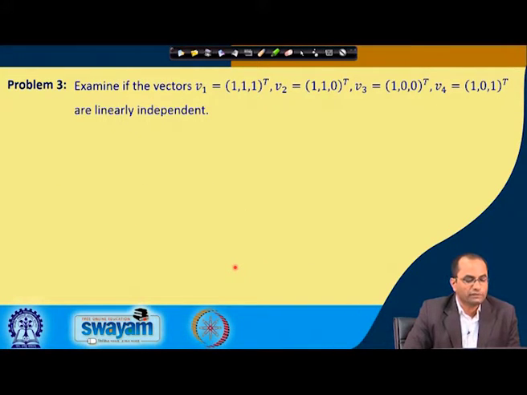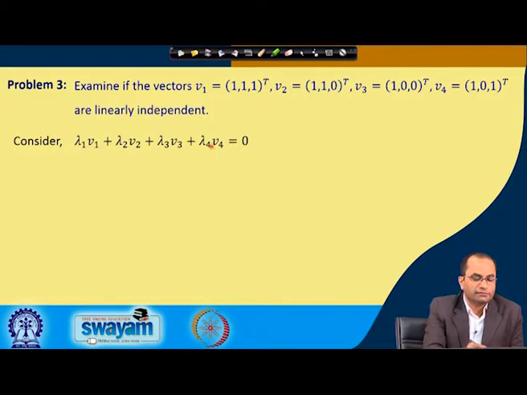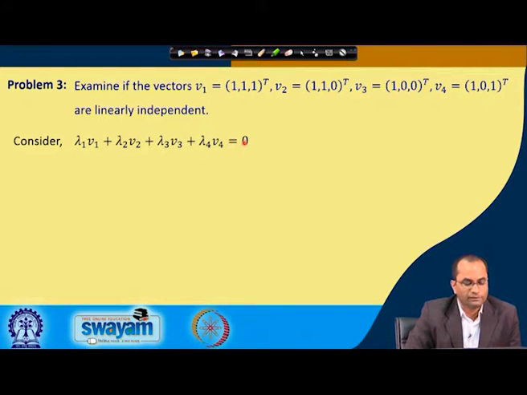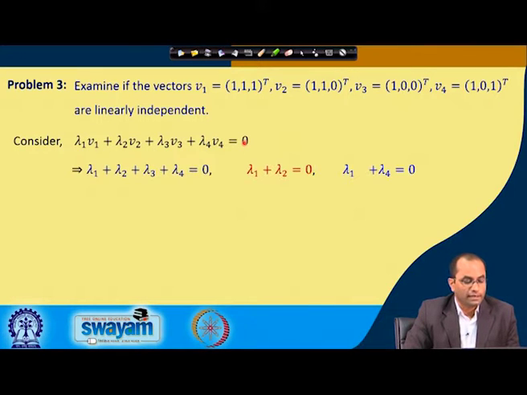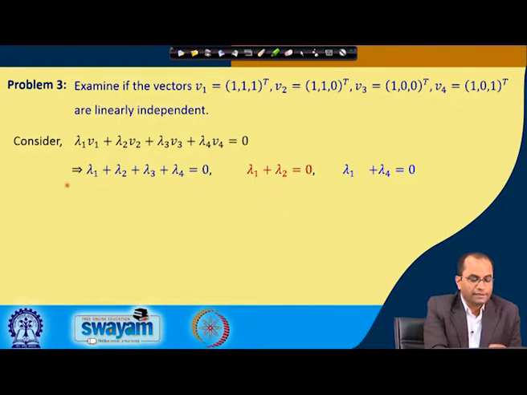And in this problem 3, we examine whether the vectors (1, 1, 1), (1, 1, 0), (1, 0, 0), and (1, 0, 1) are linearly independent. So, we have taken these 4 vectors now, and we want to check whether they are linearly independent or linearly dependent. The same process we will continue now. We will consider this linear combination and set it to 0. So, we have lambda 1 v 1 plus lambda 2 v 2 plus lambda 3 v 3 plus lambda 4 v 4 is equal to 0, and this will imply... So, we have to now form these equations here.